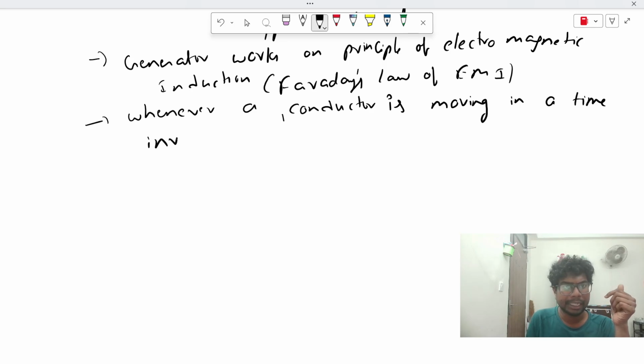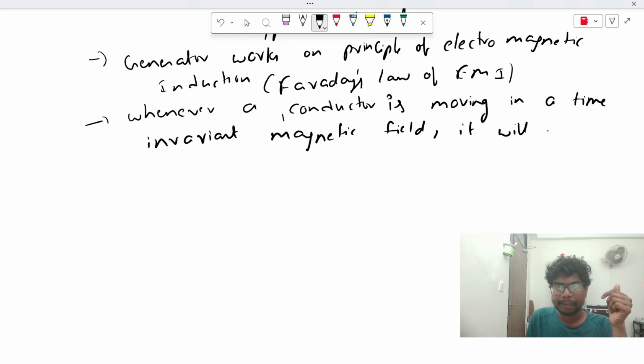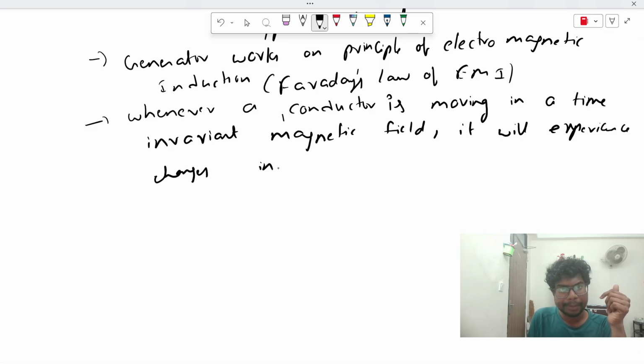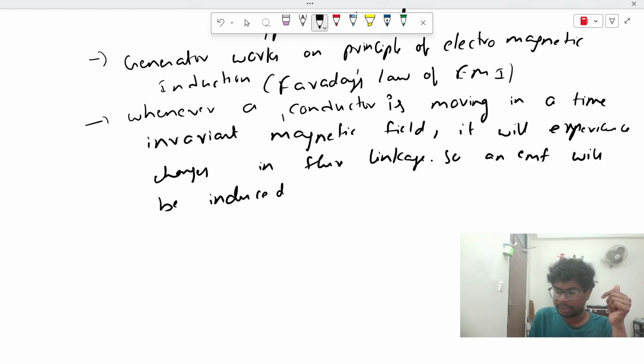time invariant magnetic field, it will experience changes in flux linkage. So an EMF will be induced across it. Okay? Simple, don't learn by heart.